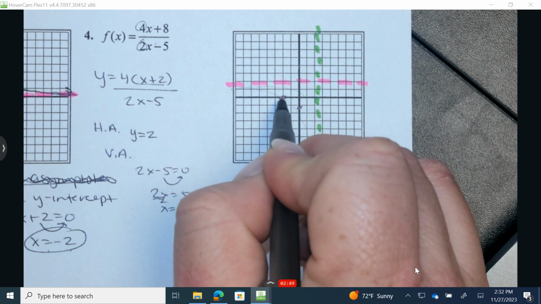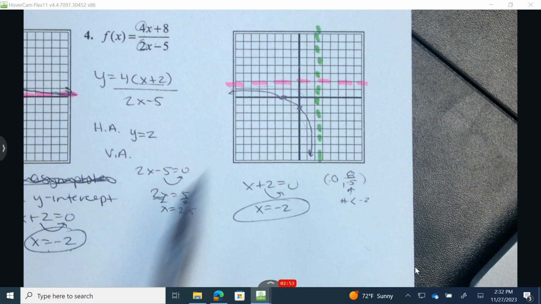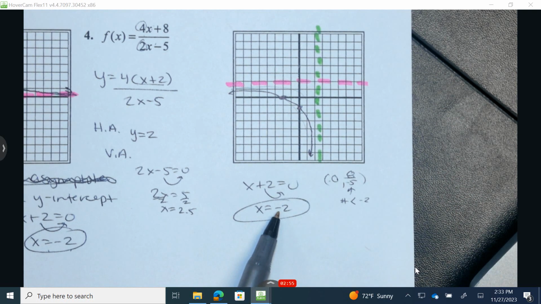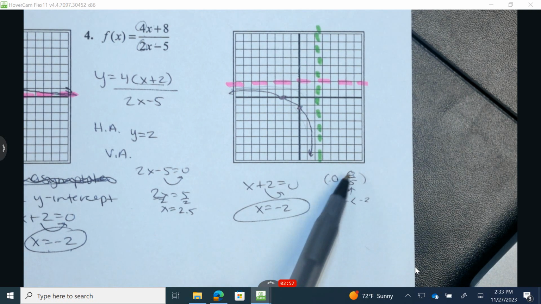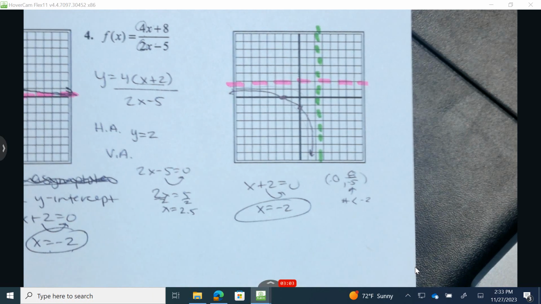And now this allows me to graph this. So I have an x-intercept at -2, 0, and I have a y-intercept at 0, -8/5. Now, if it's here, how do I know over here? Is it down below or is it up top?